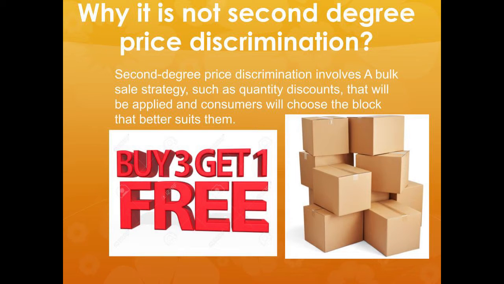Furthermore, it is not B, second-degree price discrimination, because what this involves is a bulk sales strategy, such as quantity discounts, that will be applied, and consumers will choose the amount that better suits them. An example of second-degree price discrimination would be when the price of a good or service varies according to the quantity demanded, such as buying 3 coffees and getting 1 free. In essence, it is when larger quantities are available at a lower price, which means higher discounts are given to consumers who buy a good in bulk quantities.